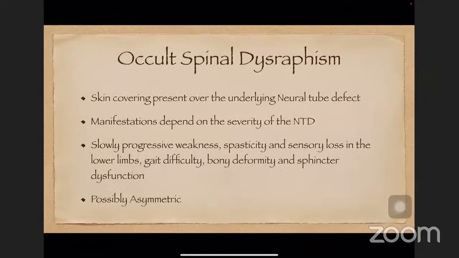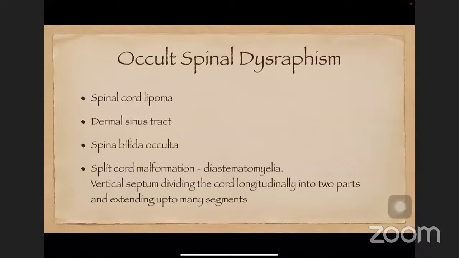Now this is the last part, which is the occult spinal dysraphism. So you have the skin covering which is present over the defect, whereas earlier ones we did not have that. And the manifestation depends on the severity of the underlying neural tube defect. So most common presentation would be a slowly progressive weakness with spasticity, sensory loss in the lower limbs, gait difficulty, bone deformities, and sphincter dysfunction. Possibly will be asymmetric.